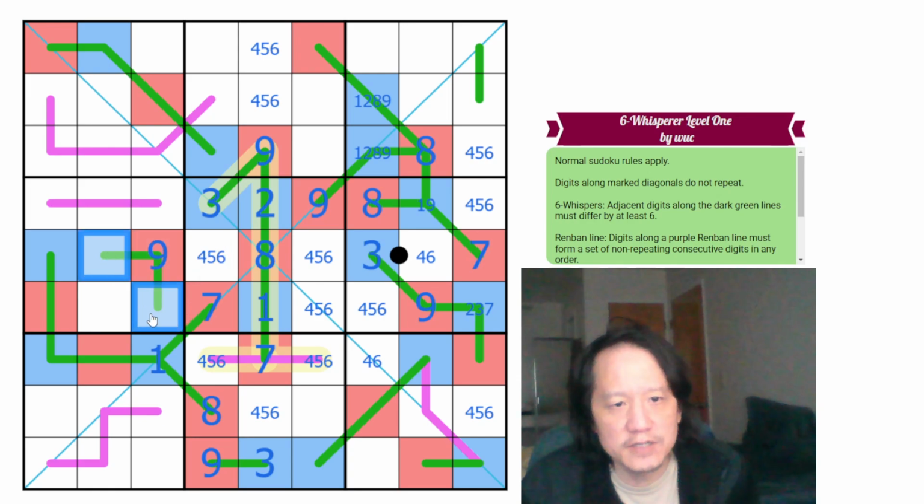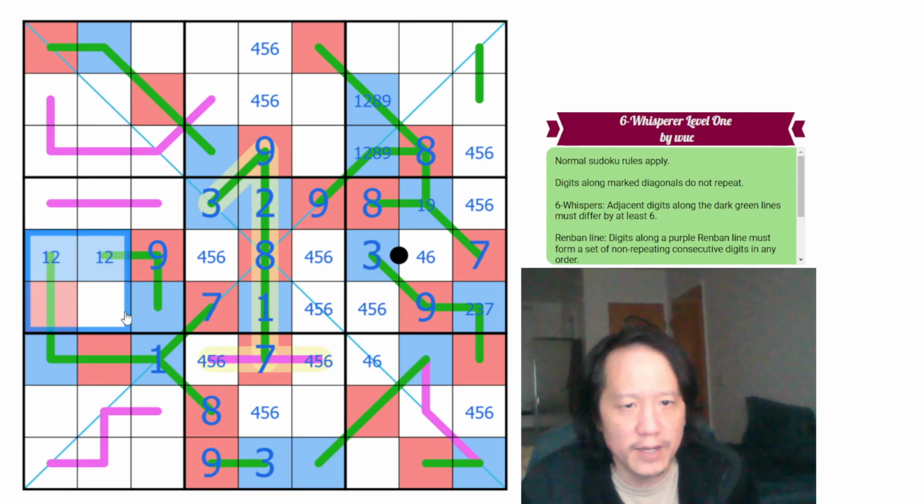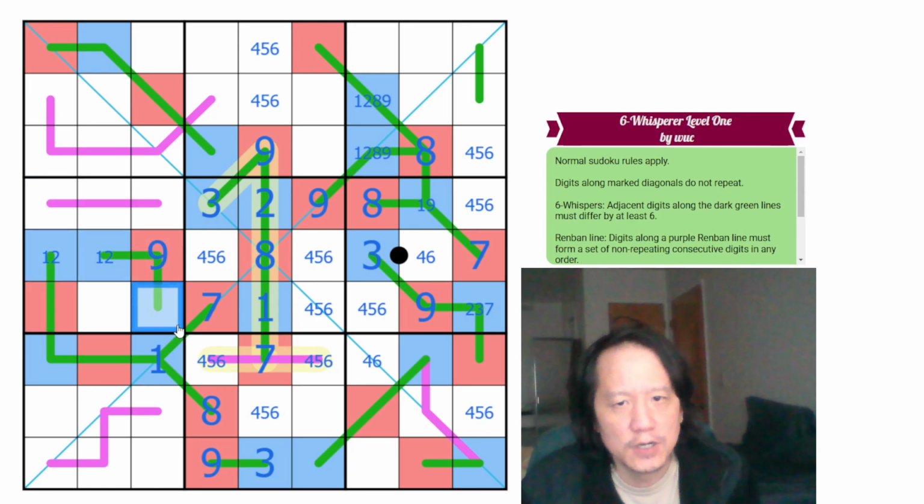The 9 has to be next to, this could be 1 or 2. So this is 1 or 2, and this is 1 or 2. Therefore, this must be a 3, because we have a 1, 2, 1, 2 pair in box 4. So they cannot be 1 or 2. On the 6 whisper line, the lows are only 1, 2, and 3. So this must be a 3.